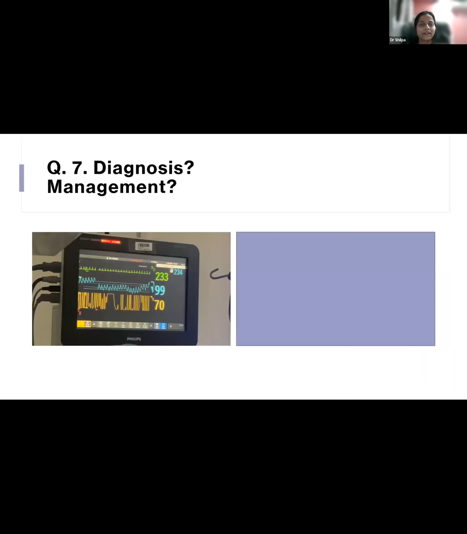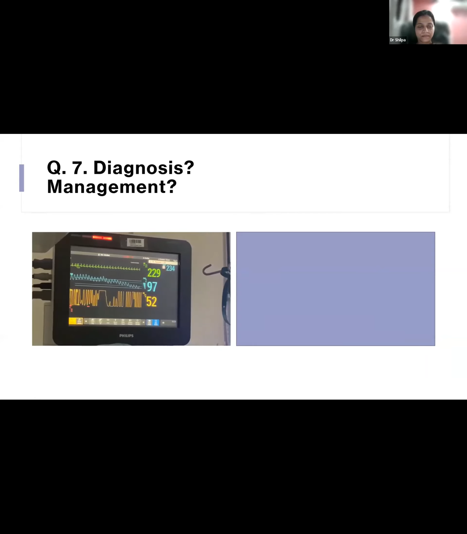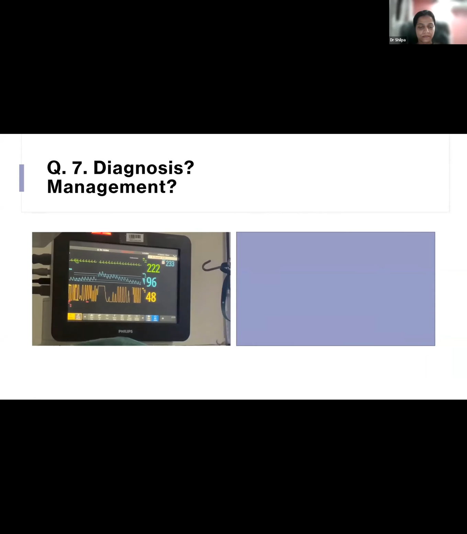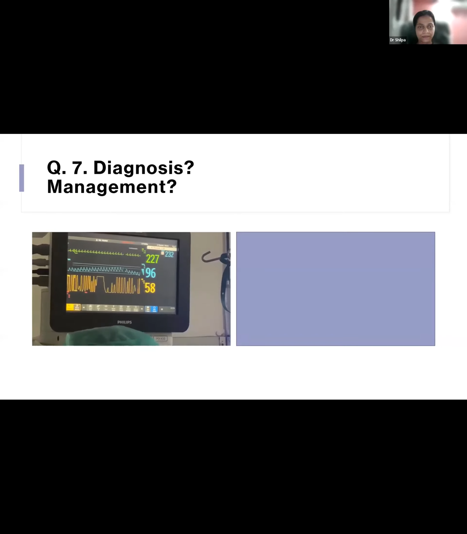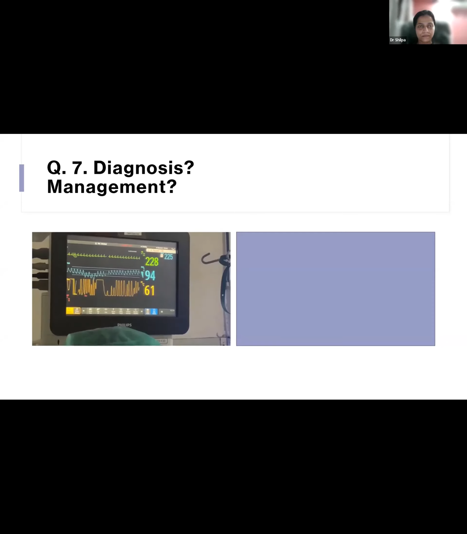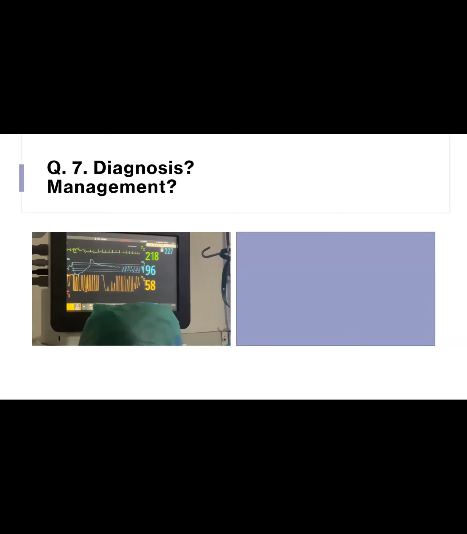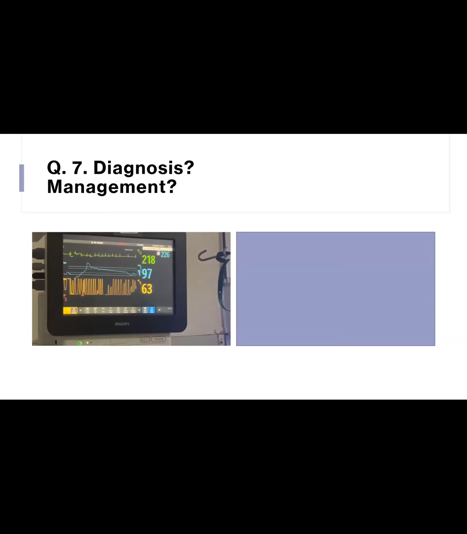What is this? Okay, what is the diagnosis? And what has happened? See what has happened. What's the diagnosis? Yeah, so most of them answered SVT. Perfect. And adenosine.